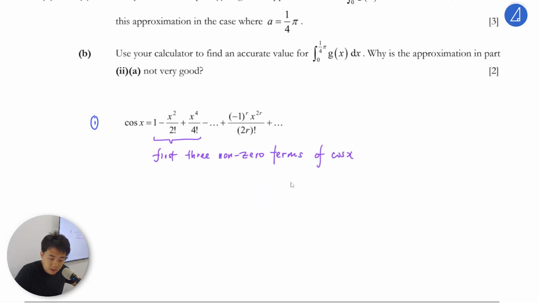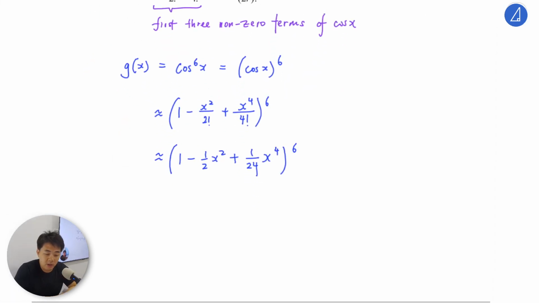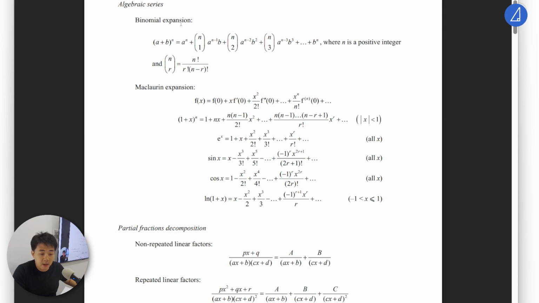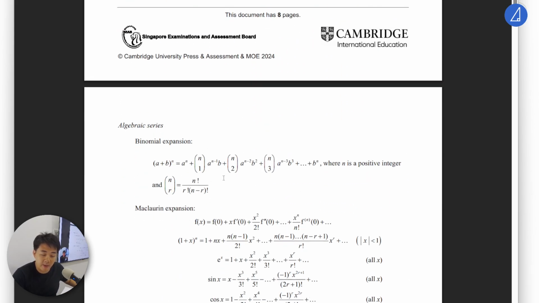In this case, g(x) is cosine x to the power 6. So this is the normal binomial expansion you learned in secondary school, power 6. This is not a power series, this is just binomial expansion. This is given in MF27. Just note that you have a binomial expansion here, so you just expand it, secondary school style.